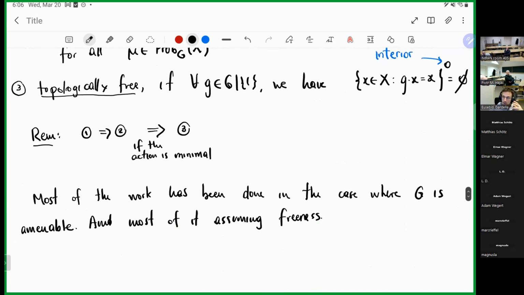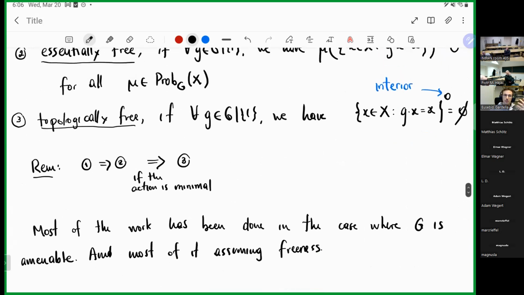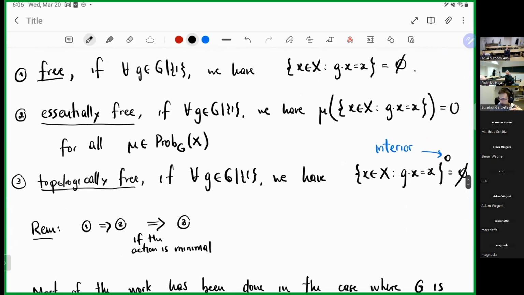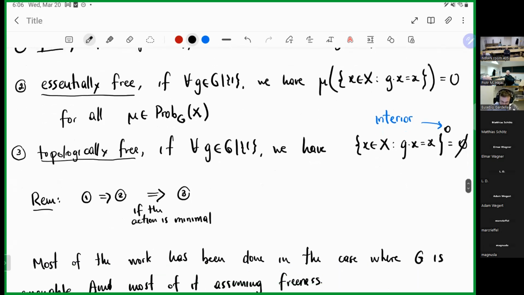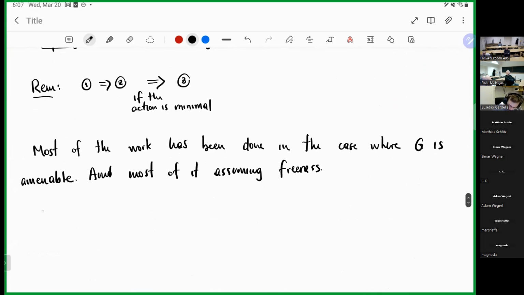The reason why this historically has happened is that there are many groups for which 3, 2, and 1 are actually equivalent, specifically for the integers. A topologically free action of the integers, minimal, is automatically free. And since the integers were really the first group that was looked at from this point of view, it doesn't matter if you assume freeness or topological freeness, so you might as well assume the stronger condition and work with it. And then these results started to be generalized, extended to other groups, Z to the D, groups of polynomial growth, groups where there actually is a difference between all these notions, but somehow what stuck was just assume freeness for the actions. Let me tell you perhaps the first result in this direction.